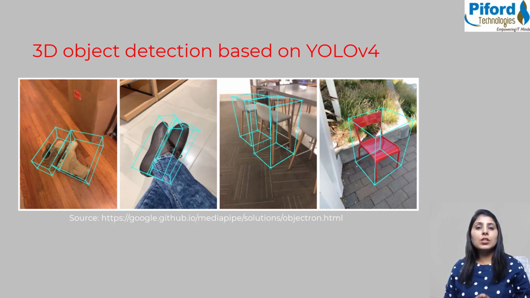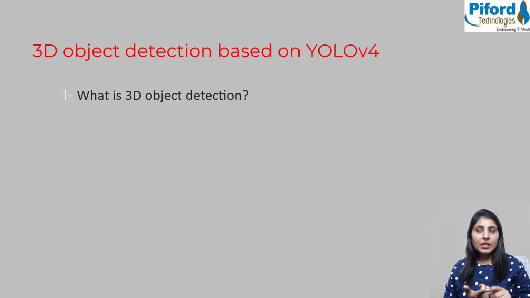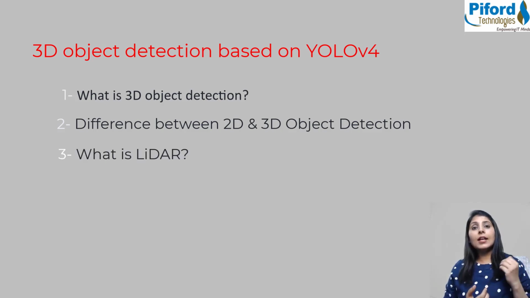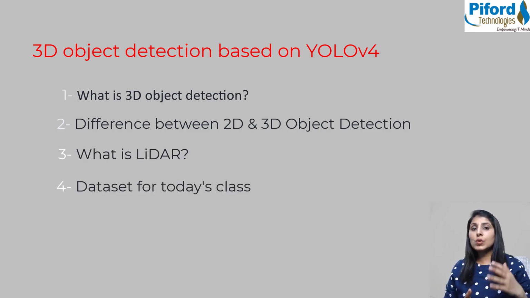So guys, in this video I'll talk about 3D object detection using YOLO4. And the topics which we are going to cover in today's class: what is 3D object detection, and then we'll see the difference between 2D object detection and 3D object detection, and next after that I'll cover what is LiDAR, and then I'll show you the dataset which I'm going to use in today's class. I'll also tell you how to download that dataset.